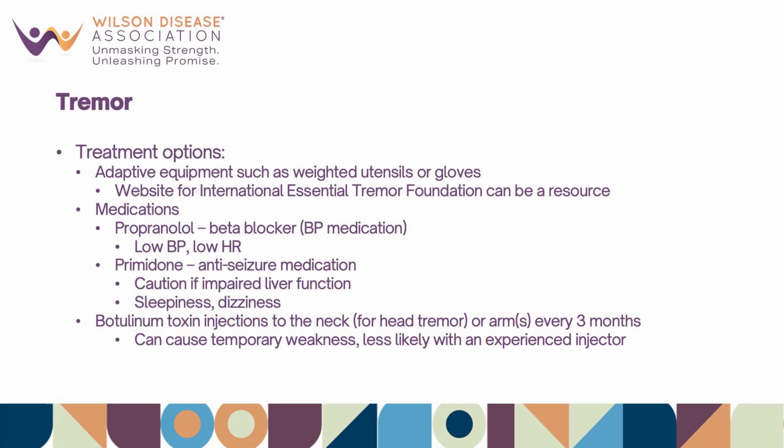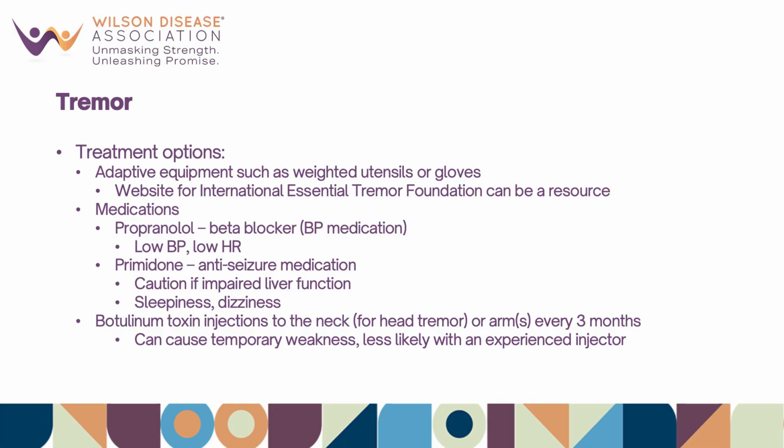What do we do about it? We manage it in a very similar way to other tremor disorders. I mentioned first adaptive equipment. That's the least risky, least potential side effects option, things like wrist weights or weighted utensils or adaptive pins. And so I often refer people, even who don't have a diagnosis of essential tremor, to the International Essential Tremor Foundation website, which is essentialtremor.org, because they have links to many of these adaptive items.